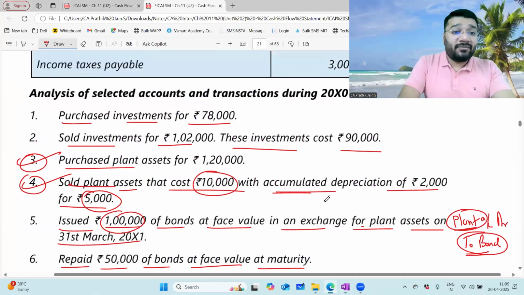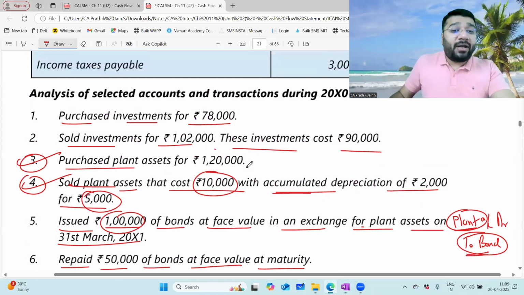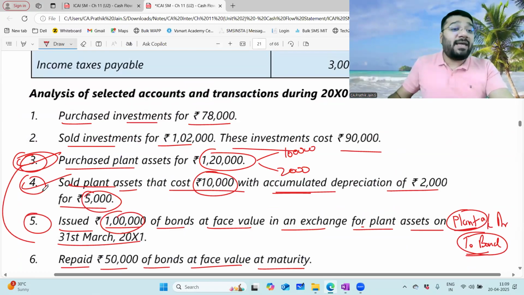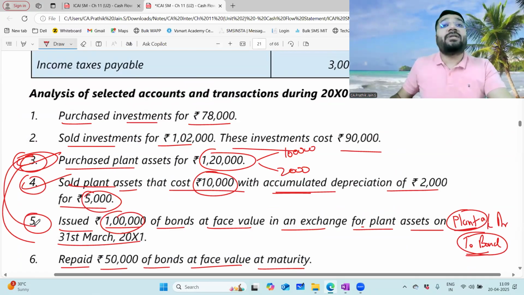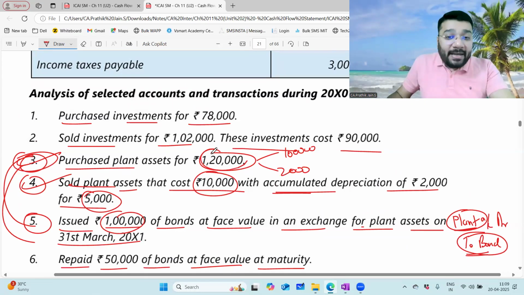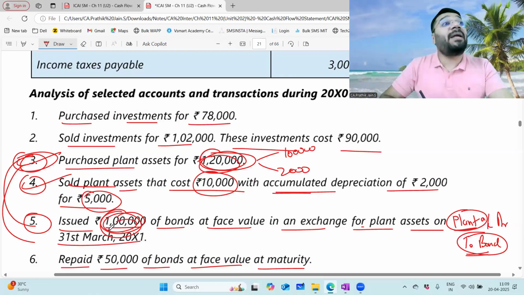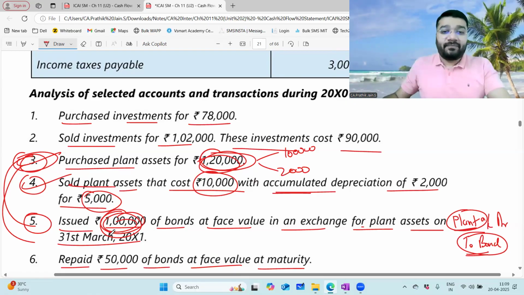What are you telling? This purchased plant for asset 120. In that you're telling 1 lakh is the bond value, 20,000 rupees is the cash purchase. Hello, this is a separate transaction. These are 2 separate transactions. Where did they say this third point and fifth point are related to each other? So this is a separate cash purchase for 120. This is a separate purchase of plant against the bond. 2 different transactions. That's why they've given them separately. So you cannot combine both of them.